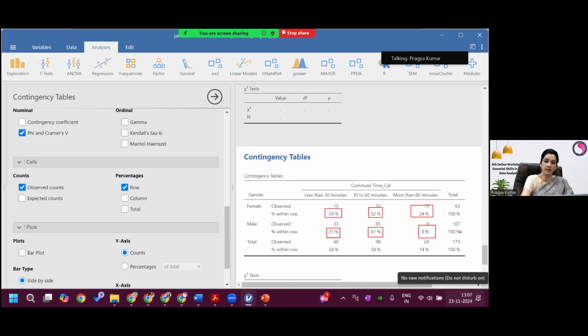Then you will write that overall, there is an association between the commuting time and gender, which was significant, and having a moderate strength, because the Cramer's V value is 0.2.